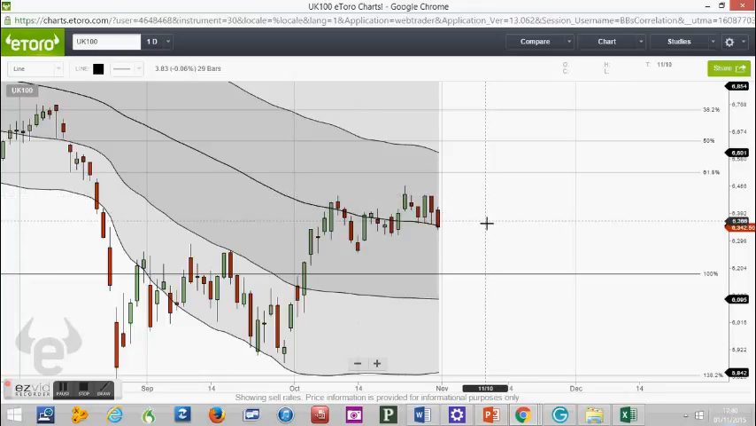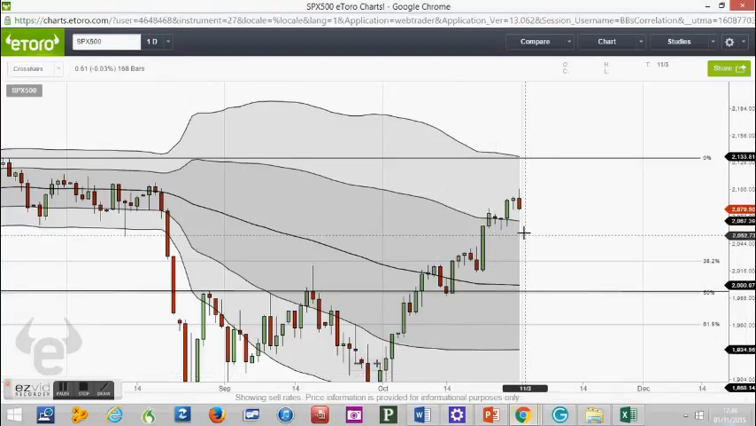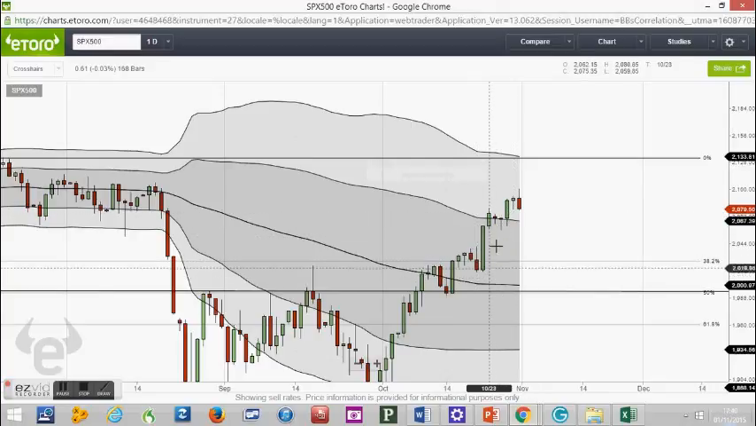But what you need to note now is that that's a national issue, and that's kept the UK 100 down, whereas the S&P 500 has rallied because it's not affected by the fears and uncertainty around the political situation in England.